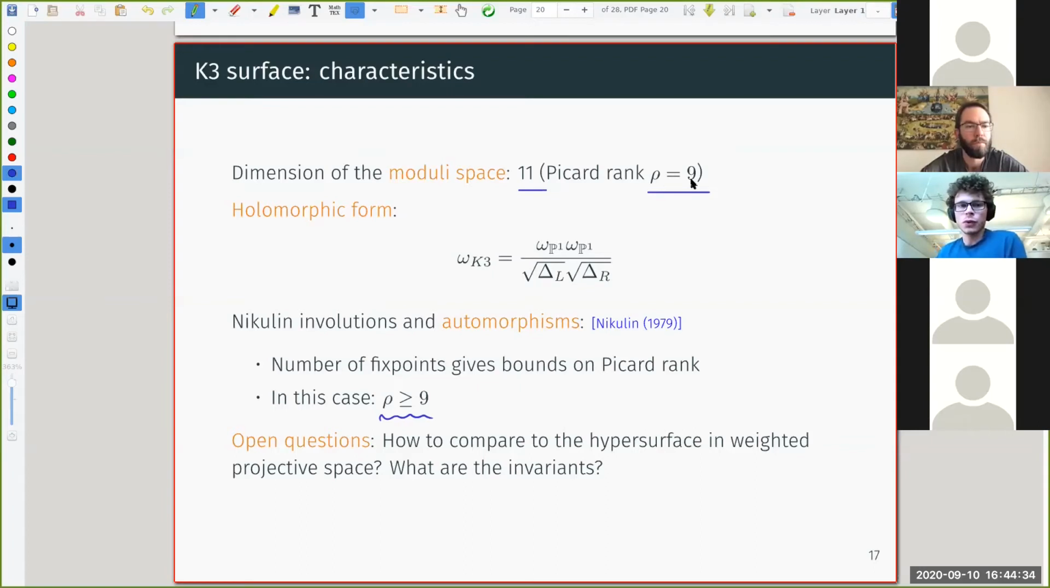Okay, so that's for the K3, and so now there's an important open question. For the elliptic case, we could easily compute the J invariant, and then we could compare it to this construction that people did for the hypersurface in weighted projective space. So now we would like to do this here, but we don't really know how to do this at the moment. At least I don't know how to compare if this is now the same K3 surface or not. That's something that would be interesting.